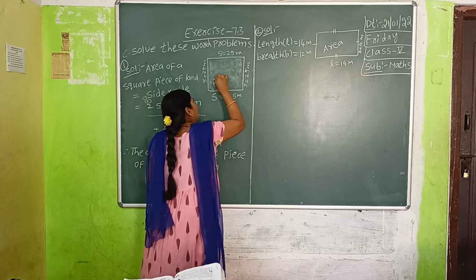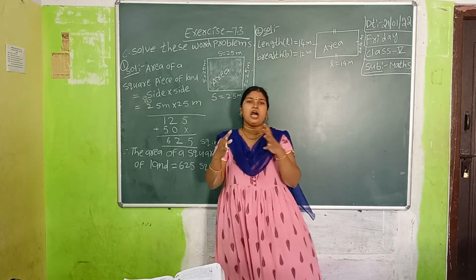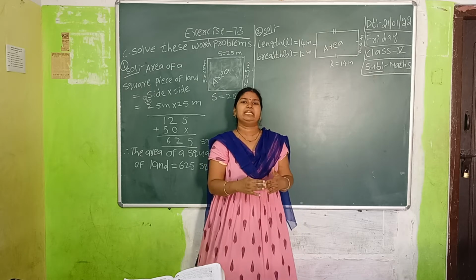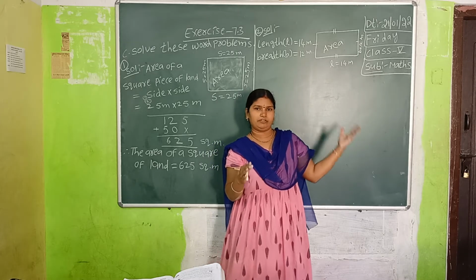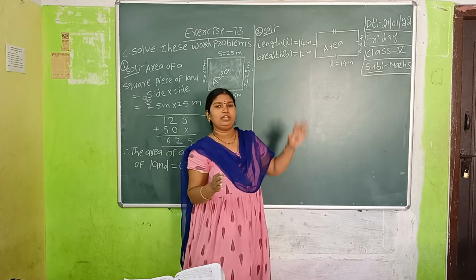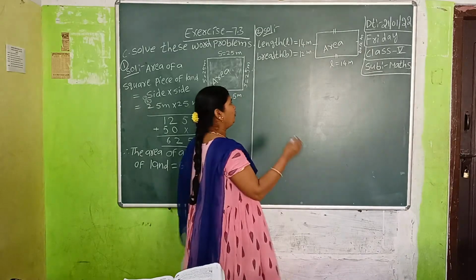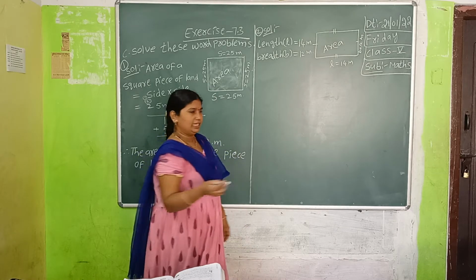Here also, inside space. The figure is occupying how much space? How much space is occupied by the given figure? That is known as the area of the given figure. Now we have to find the area of this given rectangle's measurements. Before going to that, write down the formula of the area of the rectangle.